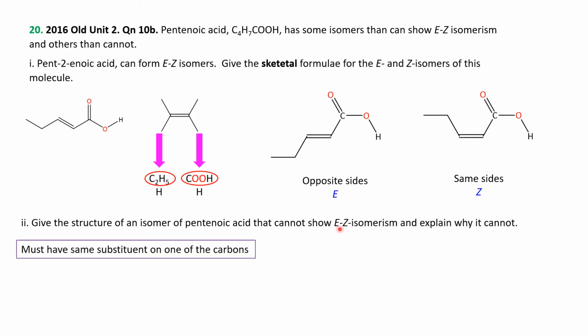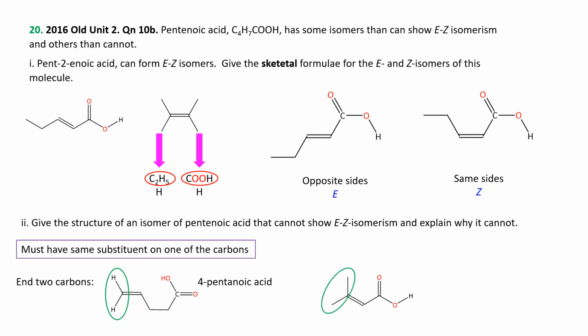Well, if you're going to not have EZ isomers, then just one of the carbons, only one has to have the same substituent on each of them. So the easiest way to do this is to just put the double bond as close to the end as possible, the end two carbons. So there we are, it's on the end and it's got two hydrogens there. So therefore it cannot have EZ because it doesn't matter which way you flip it, you've got a hydrogen and a hydrogen. And that will be 1, 2, 3, 4, pent-4-enoic acid.